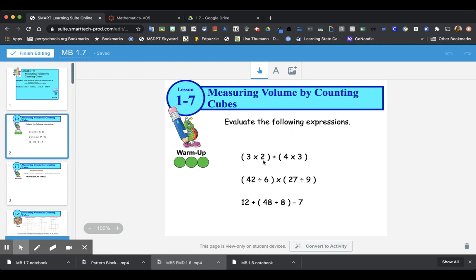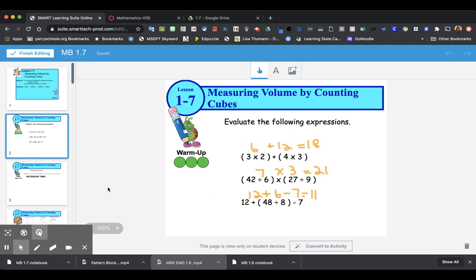So we have 3 times 2 plus 4 times 3. Then we have 42 divided by 6 times 27 divided by 9. And then finally 12 plus 48 divided by 8 minus 7. Take a second, pause your video here, and come back and check your work.